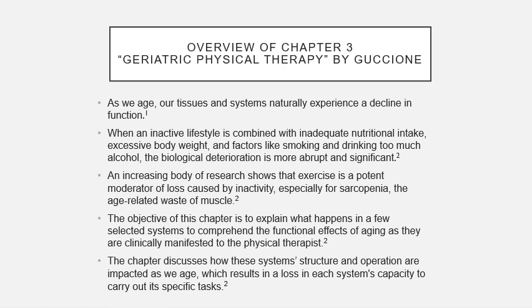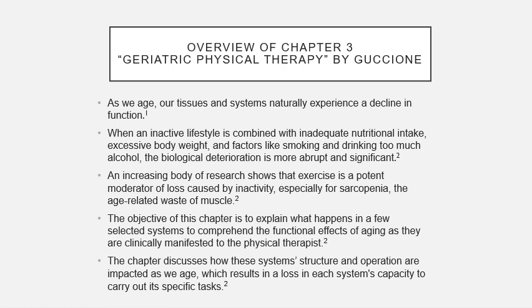As we age, our tissues and systems naturally experience a decline in function. When an inactive lifestyle is combined with inadequate nutritional intake, excessive body weight, and factors like smoking and drinking too much alcohol, the biological deterioration is more abrupt and significant. An increasing body of research shows that exercise is a potent moderator of loss caused by inactivity, especially for sarcopenia, the age-related waste of muscle.